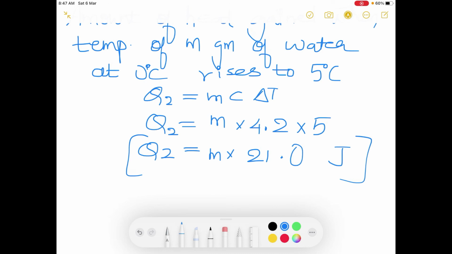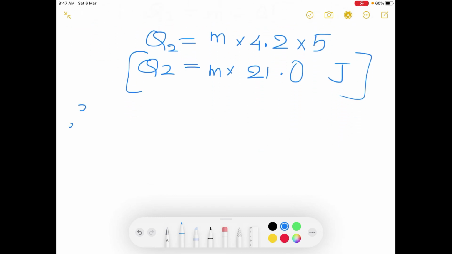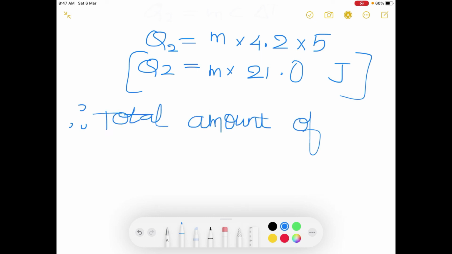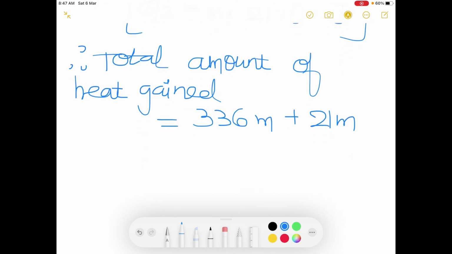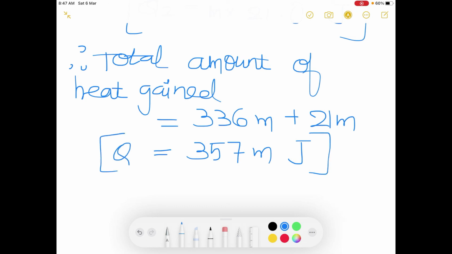હવે ટોટલ એનર્જી જોઈએ છે. ટોટલ એનર્જી માટે શું કરી શકે, તો કે બેનું એડિશન કરી નાખીએ. ફાઇન. So the total amount of heat gained, therefore, total amount of heat gained will be equal to, okay, 336 m plus 21 m. So finally we will get that is equal to 357 m. This is the total amount of heat energy gained.